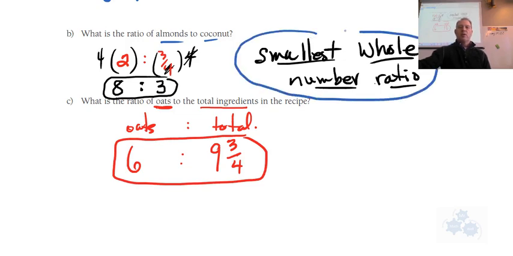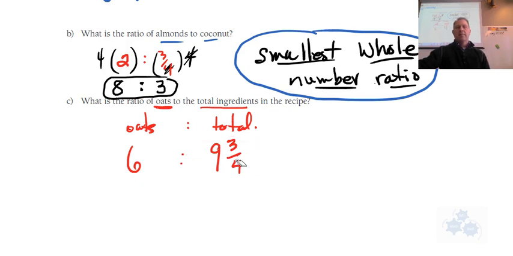Now, if I'm looking for smallest whole number ratios here, I'm going to want to get rid of the fraction. Okay. So this is called a mixed number. Do you guys remember that? Mixed number? Do you guys remember how to make this into an improper fraction? Close, close. You multiply the 4 times the 9, that's right. And then you add 3, and you put it over 4. So that's a good guess. You were super close.